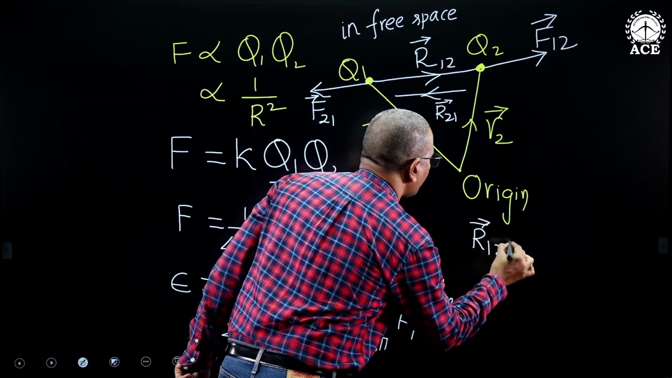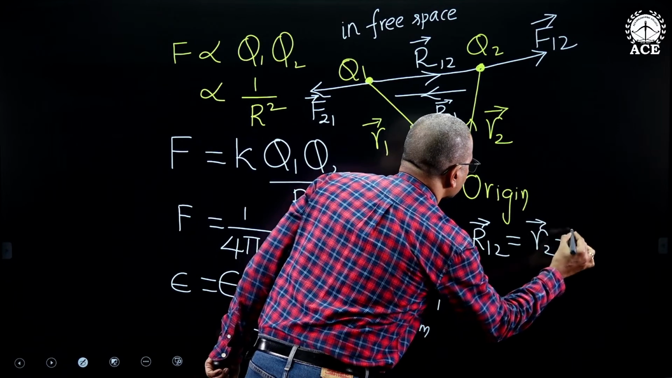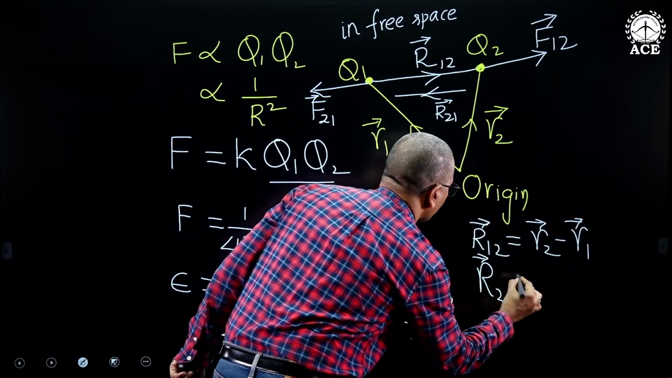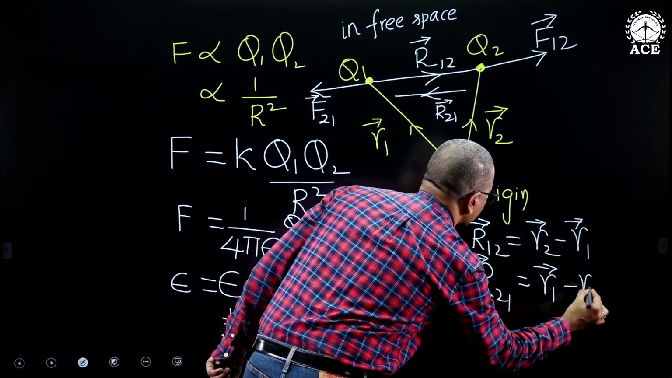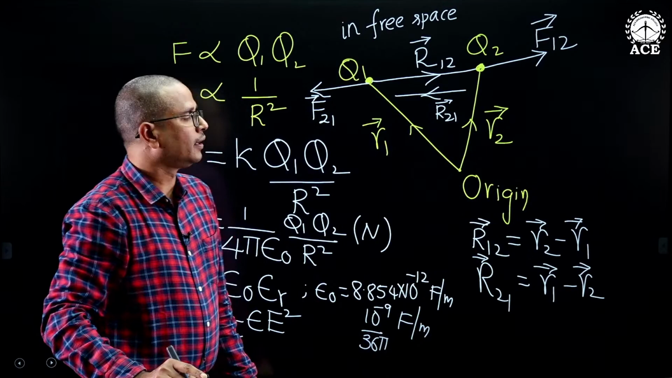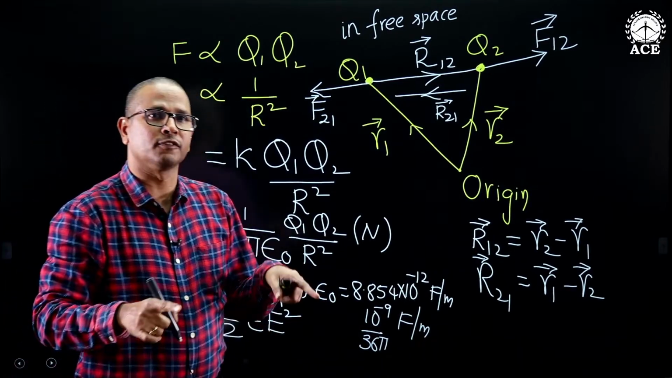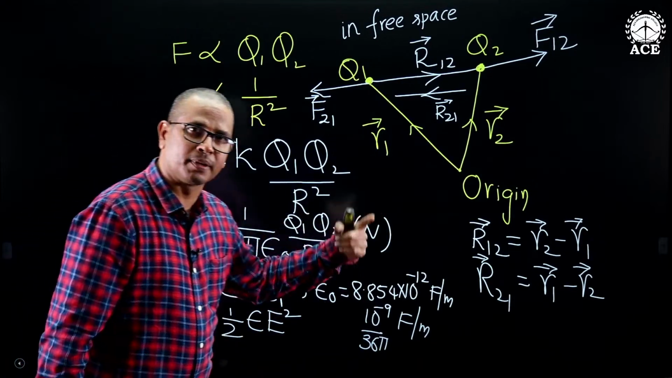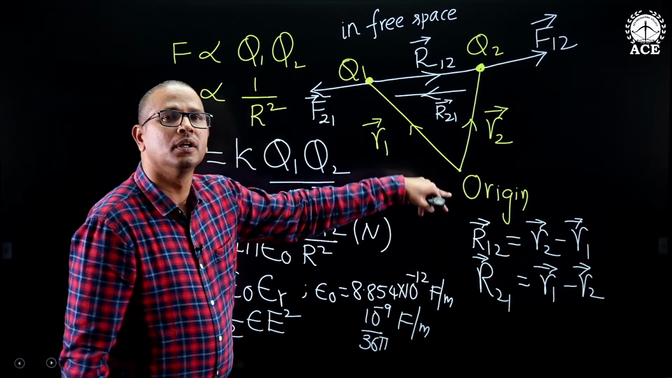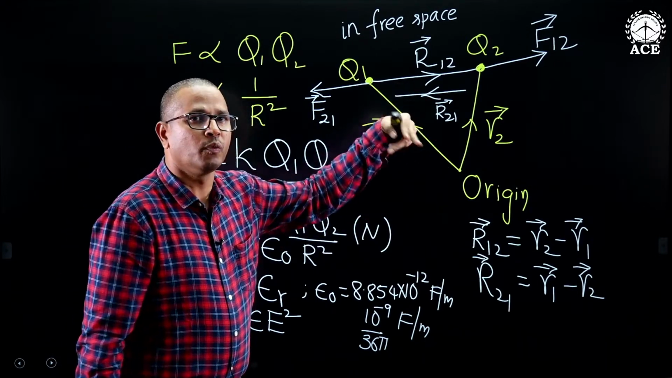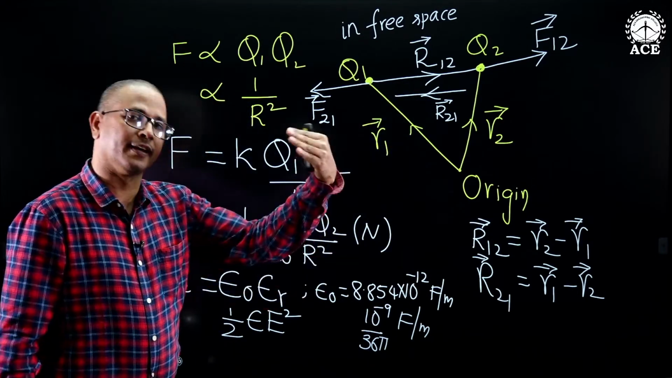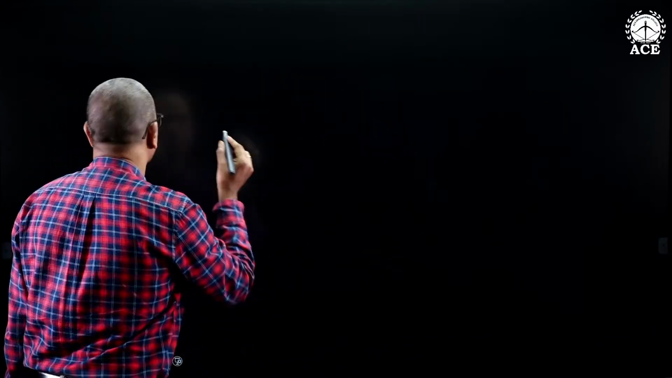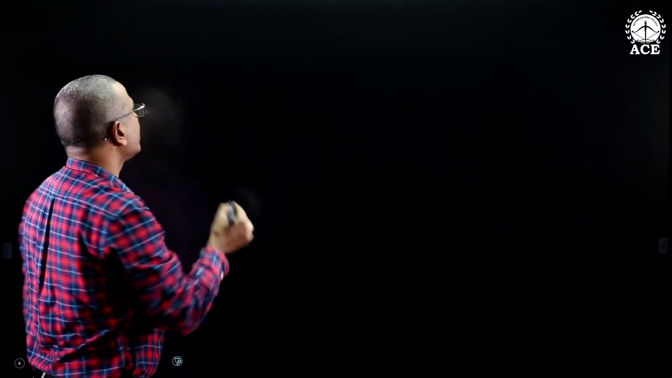R12 bar is nothing but R2 bar minus R1 bar. Similarly, R21 bar is nothing but R1 bar minus R2 bar. These are very important, especially when you are finding the force in vector form. You must have knowledge of this. It is from vector algebra basically, but here I am giving you this information to understand how we are solving for the displacement and how we are finding the direction of force.